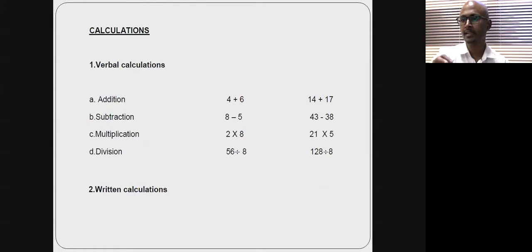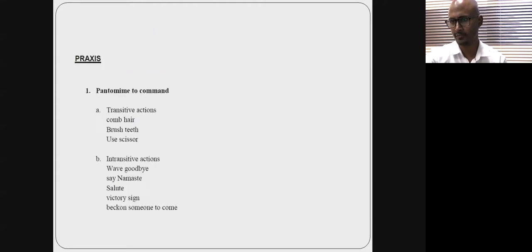Calculations are supposed to be a function of the dominant parietal lobe, which is the left parietal lobe. If they're not well versed with mathematics, you can ask them simple addition. If they're more educated and more comfortable with maths, you may be able to give them more written problems. And this again is a function of whether people are comfortable with numbers and dealing with maths. So if people perform badly on this, it doesn't necessarily mean that they have an underlying cognitive dysfunction.